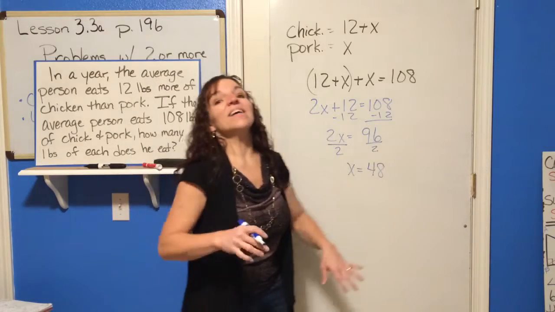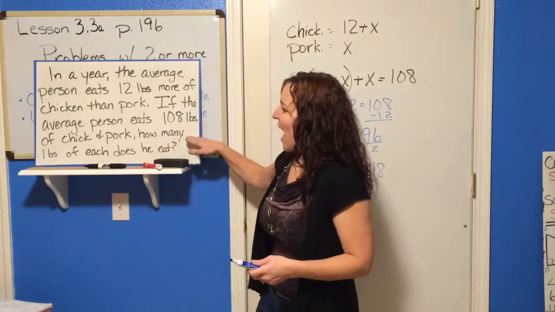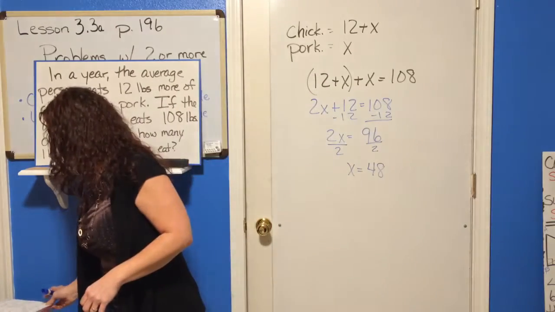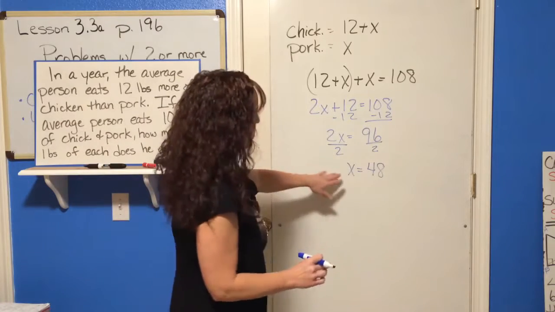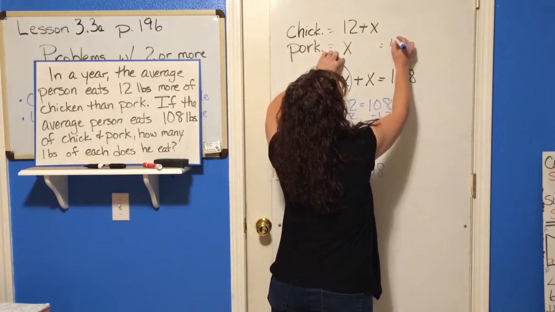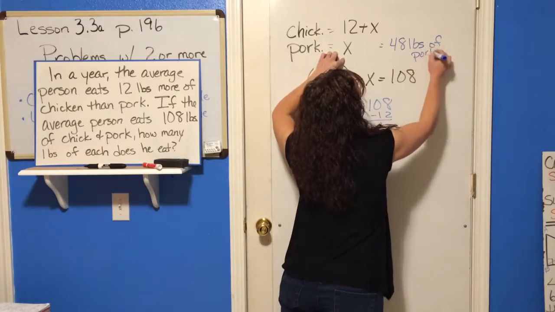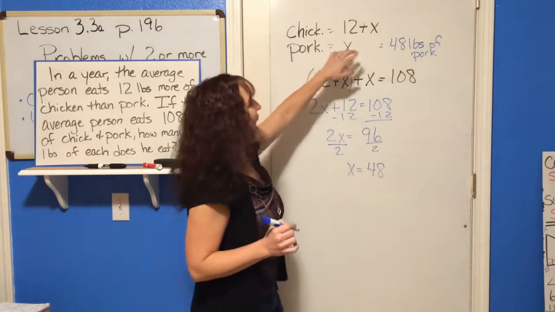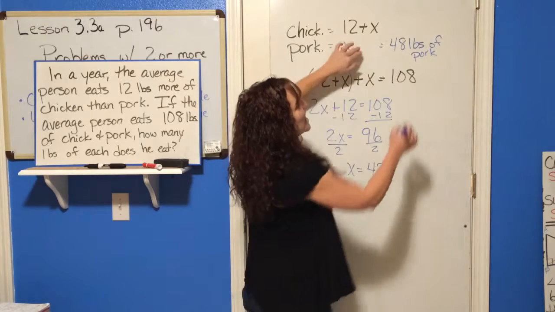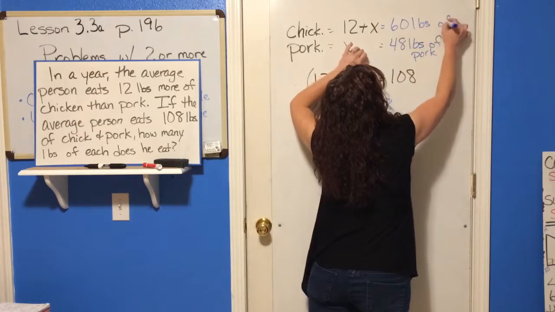So then you go back, now we've got an answer, but now go back and answer the question. The question is, how many pounds of each does he eat? So he eats 48 pounds of the x, and so 48 pounds is our x, so that's the pork. So he eats 48 pounds of pork, and then to get the chicken, remember, we've got to add 12 back on. So 48, 58, 59, 60. So 60 pounds of chicken.